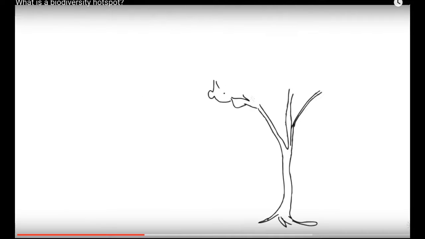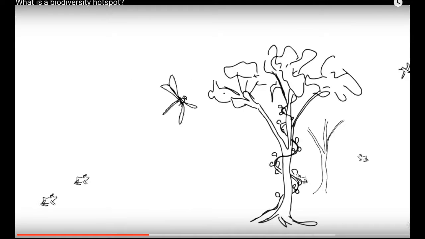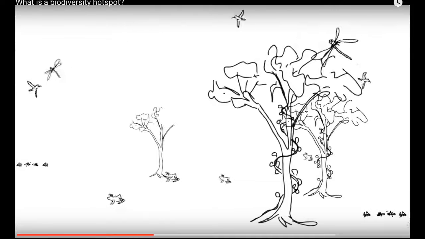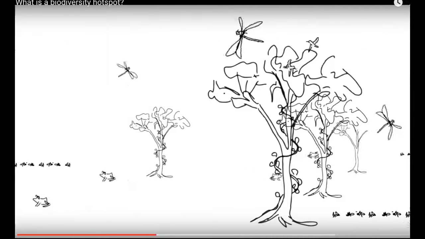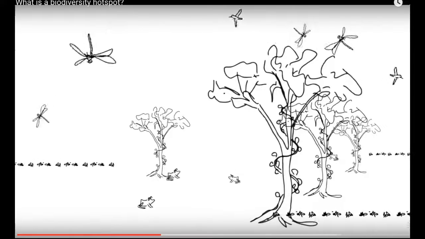Well, why plants? Plants, particularly in terrestrial environments, are crucial. Animals go where the plants are. Plants are the primary producers. They're at the base of food webs. Life attracts other life, and it depends on other life.